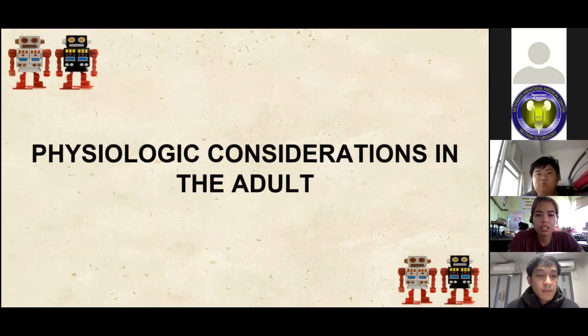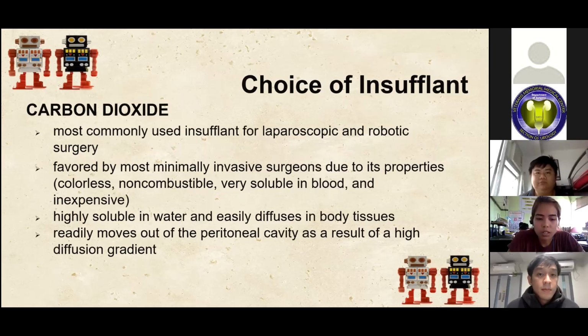For the physiologic considerations in the adult, first, insufflation is the introduction of gas into the abdominal cavity, which establishes a state of hemostasis, thus creating proper visualization of the abdominal contents during laparoscopy. So we use different types of gas in insufflation. First, we have carbon dioxide. It is the most commonly used insufflant for laparoscopic and robotic surgery.